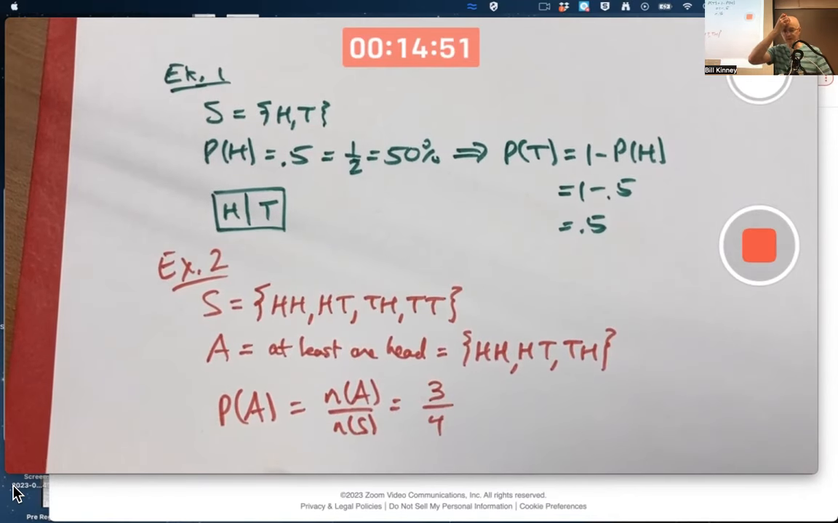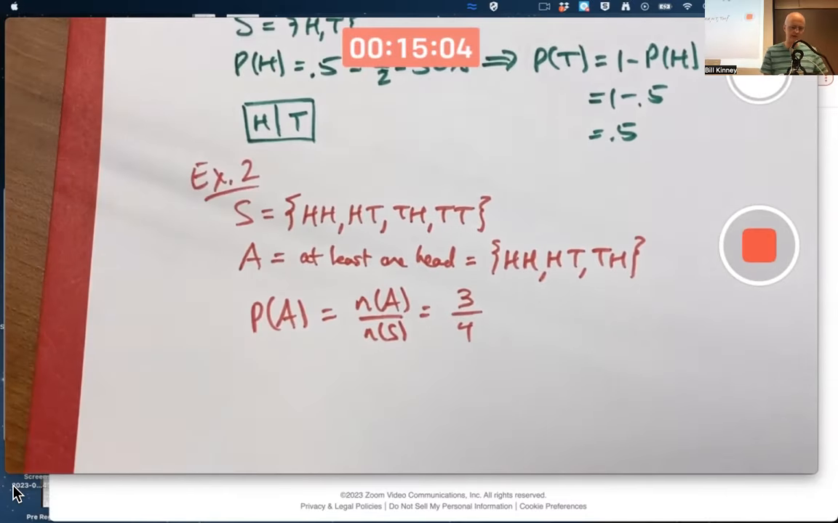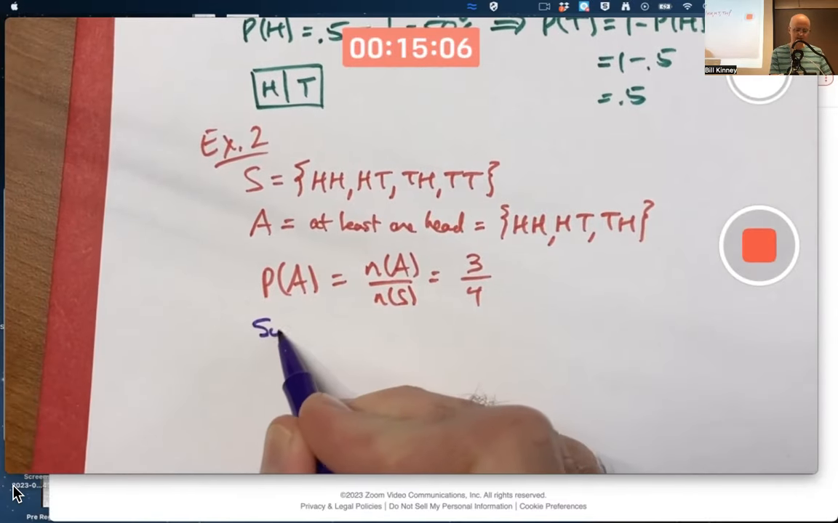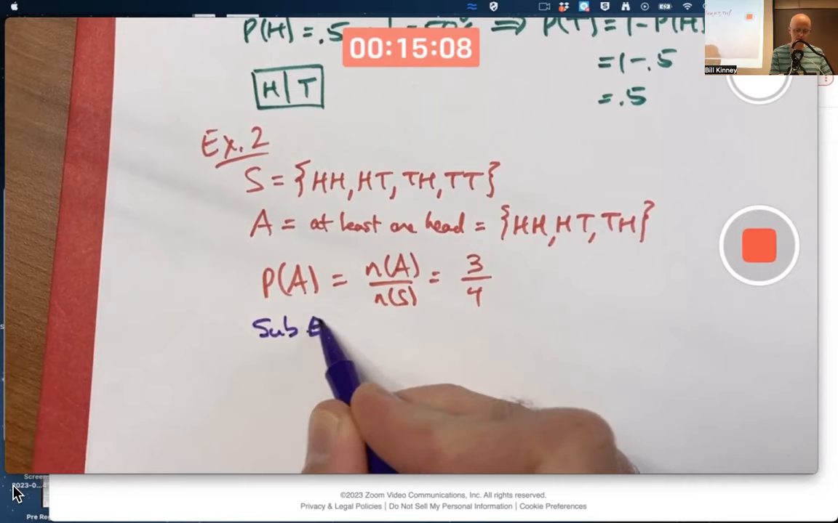Okay. Only use this classical formula when the sample space is finite and when the outcomes are equally likely. Otherwise, don't use it. What if the outcomes were not equally likely here? Sub-example two, here's something new.